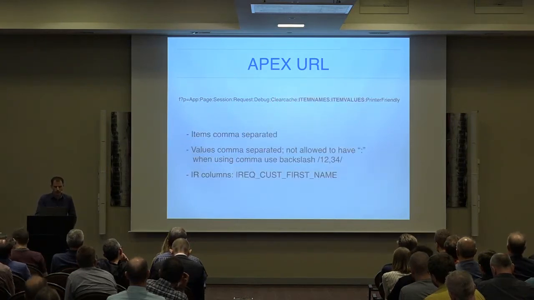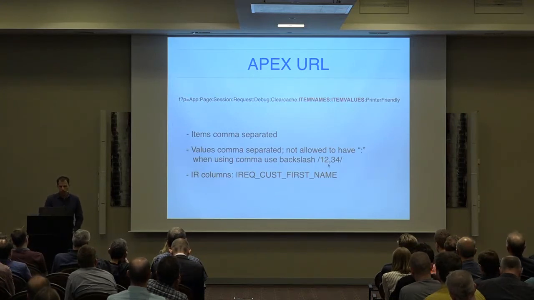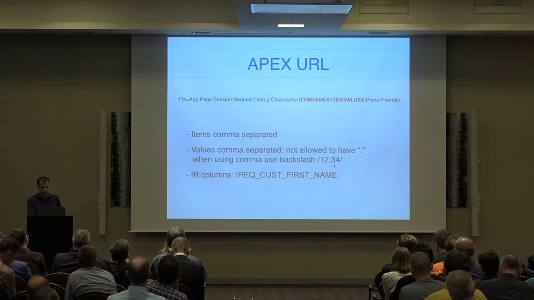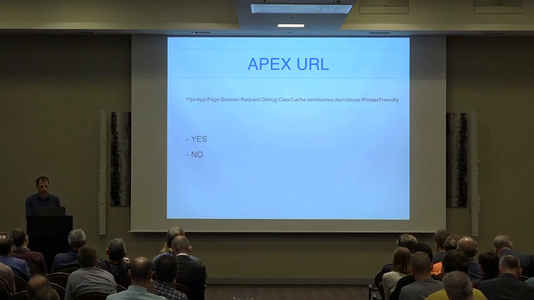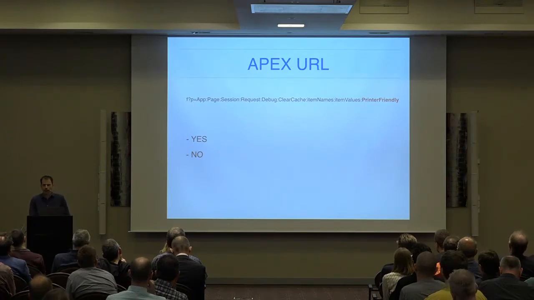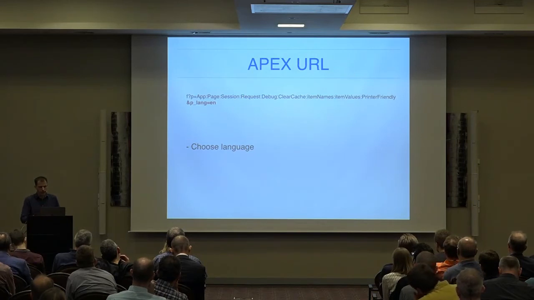Pass item names, what some people on the forum have issues with. If they want to pass colons in there, you have to escape those. Interactive report, there's a way to do something like that, but I will talk about that tomorrow. And then printer friendly, you can set to yes and no. Okay, if you think that's everything that there is for the Apex URL, it's not. If you want a different language of your application, you can put &plang and then the language NL, EN, DE.